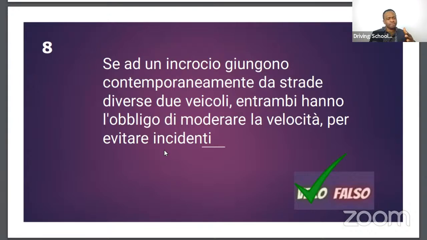Remember, anything that helps you to avoid accident is always allowed. It's always for the betterment of the road. It's always for the safety of the road user. So the answer to this number 8 is very.